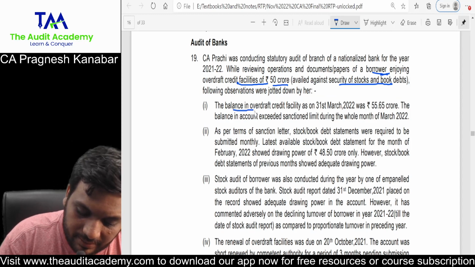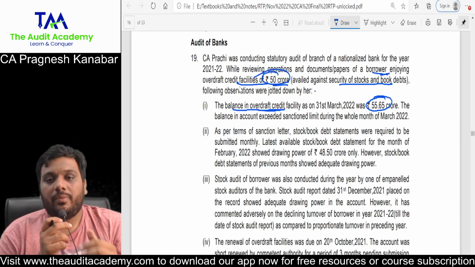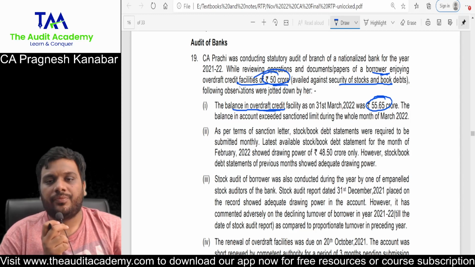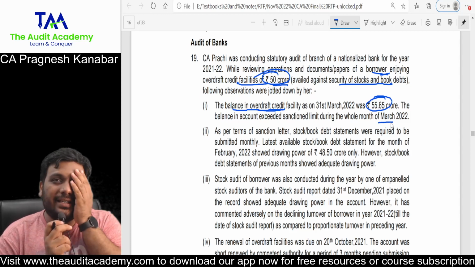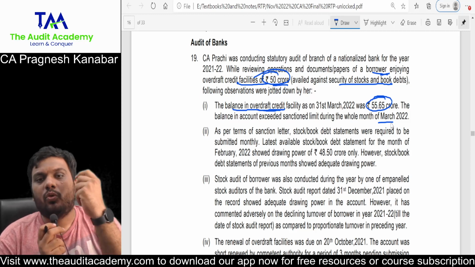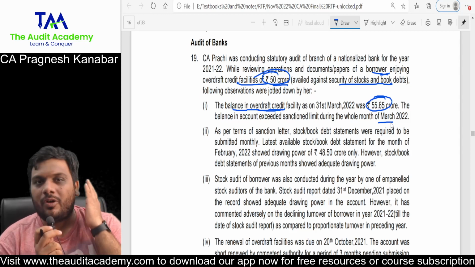Now when we saw what the balance in the overdraft credit facility was, you saw that it was 55.65 crore and the credit facility is of 50 crore. Oh my God, so the outstanding is exceeding the sanction limit. The amount is exceeding the sanction limit, but it was so during the whole month of March 22, and we understand that it is not overdue for more than 90 days, correct? So first point done, still not NPA.